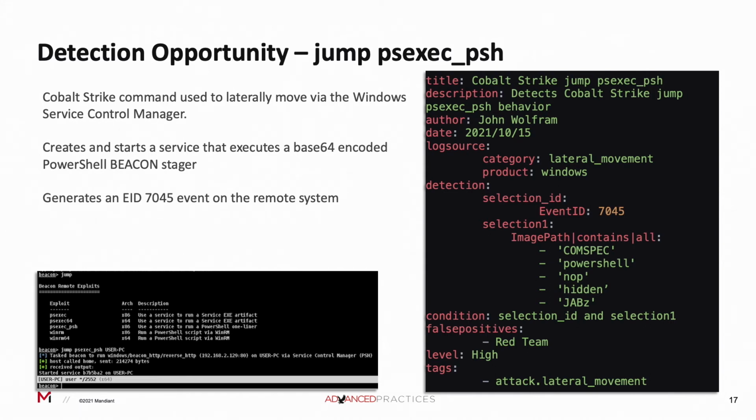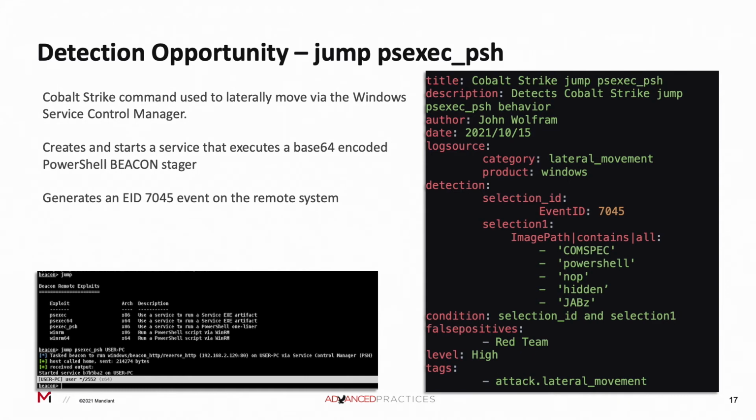What you can see in the bottom left is an example of what that looks like when you actually run it. You can see the command jump lists all the different options that you have available for lateral movement. Then we run the command, and we get another target in our belt. When we look at detecting this, the first thing we want to look for is an event ID 7045 for service creation. From there, we want to look for a couple of different strings: ComSpec, PowerShell, NoP, hidden, and JABz.